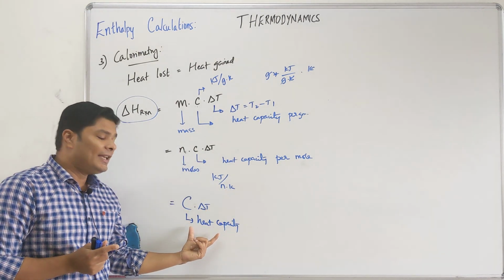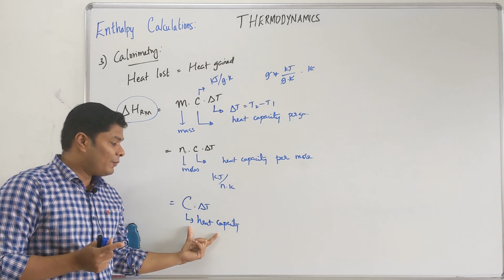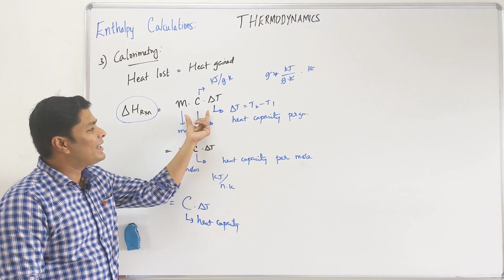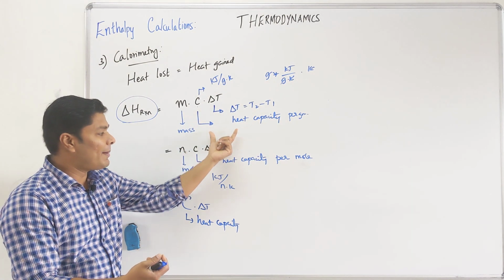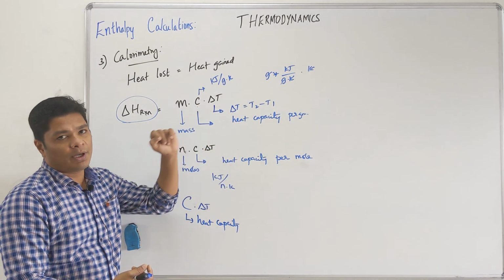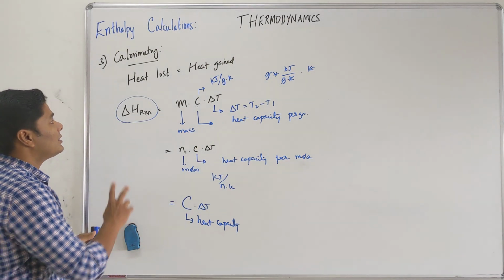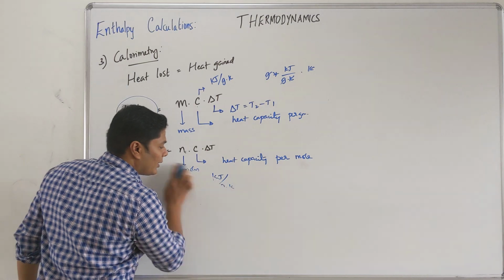So I can say that heat capacity is an extensive property, depends on the amount of substance you take. Specific heat capacity is very specific to per gram or per mole. So this is an intensive property. Make sure that you watch out for the symbol and the sign. Alright, so this is a third way of calculating your enthalpy.